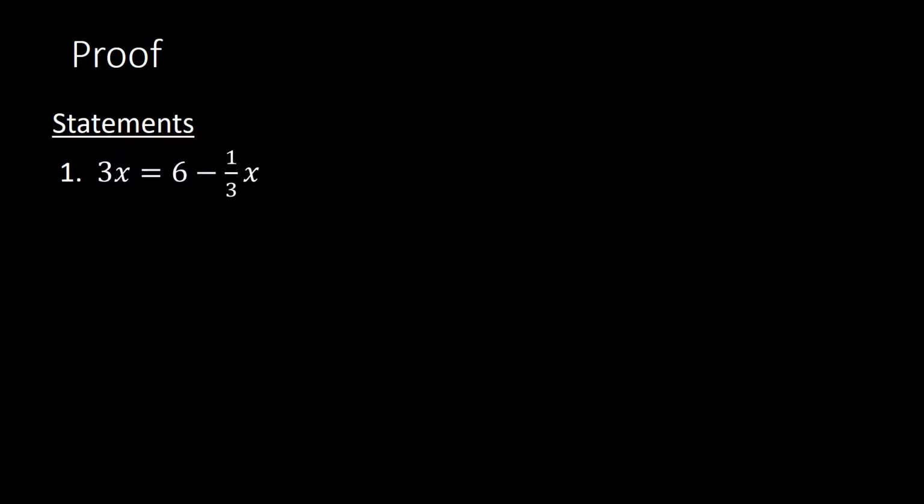Now, for every statement that you're going to give, you need a reason. You cannot just make a statement without backing it up with a reason. So this first initial statement is going to be just given to you. So the reason is going to be because it is given. So for every proof, you need a statements column and a reasons column. So the first statement is typically always going to be your given information. So the reason should typically always be given for that first step.